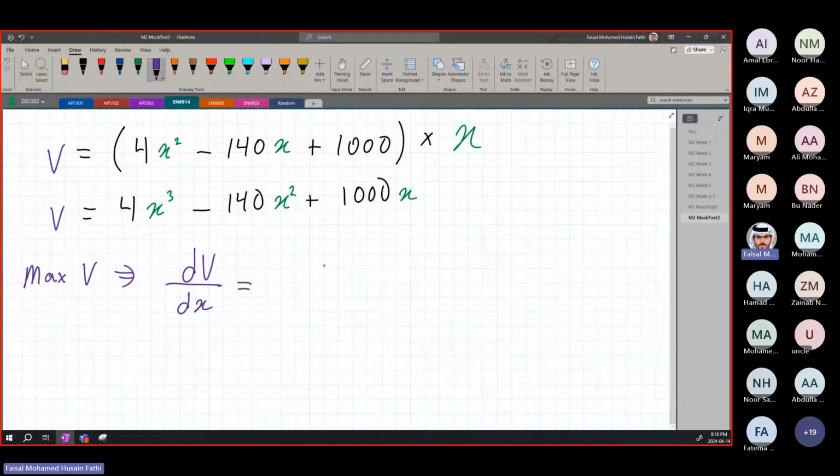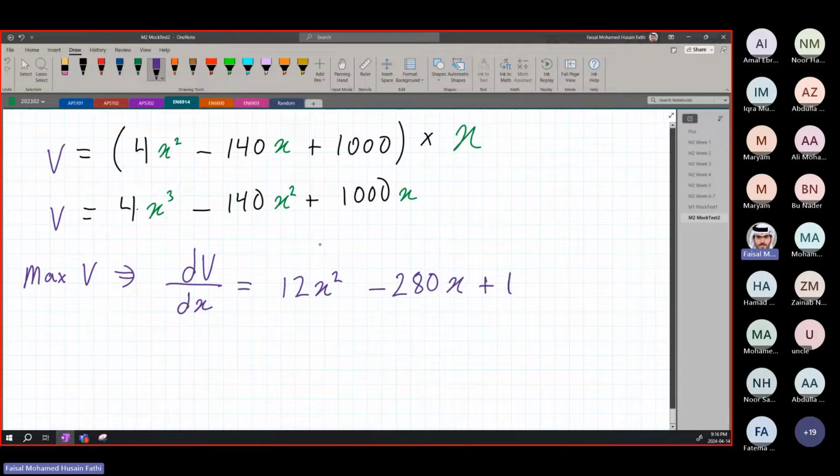4x cubed. How do we differentiate that? That is going to be 4 times 3, which is 12, x to the power of 2. I'm doing the differentiation now, all right? Minus 140 times 2 is minus 280 times x plus 1000. Okay, this is the differentiation.